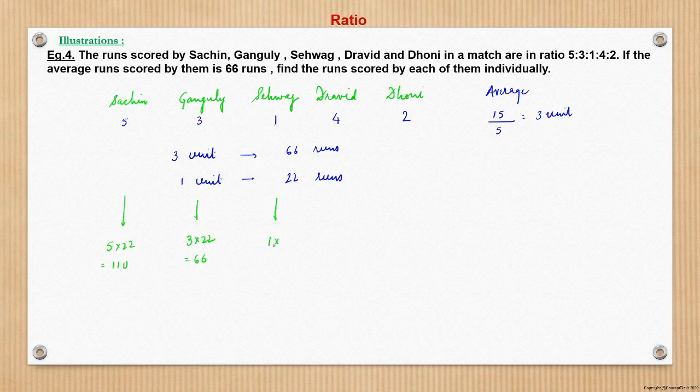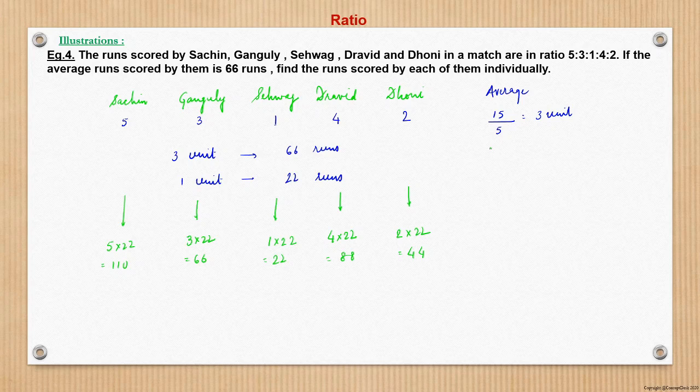Sehwag is 1 into 22 runs, which is 22. Dravid is 4 units, so 4 into 22, which is 88 runs. And Dhoni is 2 units, so it is 2 into 22, which is 44 runs. So these are the runs scored by each of the players individually, right?